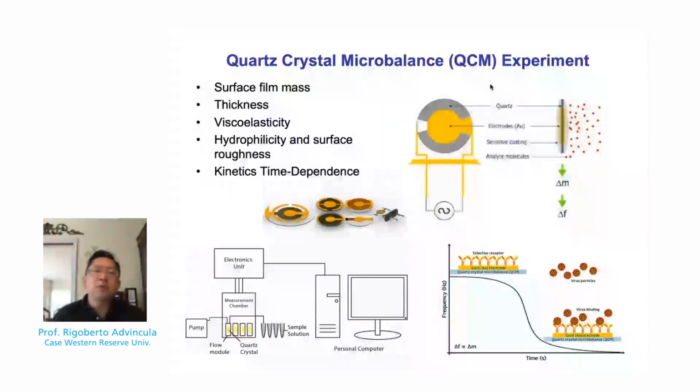It's also possible to use QCM as a technique for time dependence measurements, or what we call kinetics measurements, which allow us to look at the change in binding, or binding assay experiments, as mass is deposited on the surface. Again, this can be a type of experiment that can be done with the QCM, either in gas phase, liquid phase, and of course, vacuum.